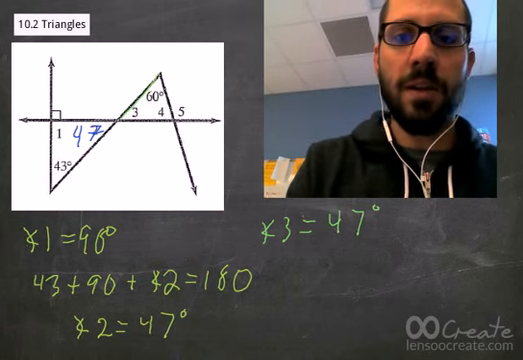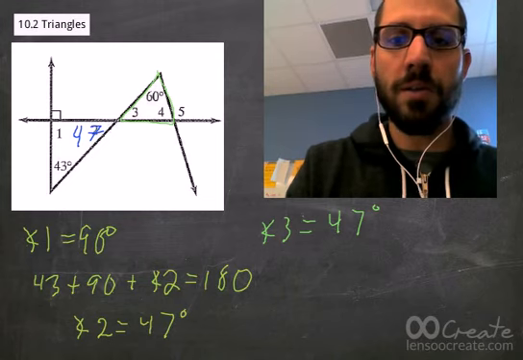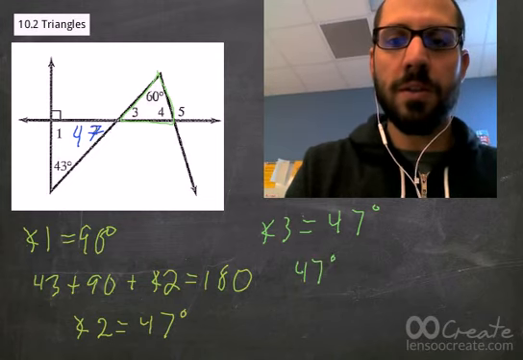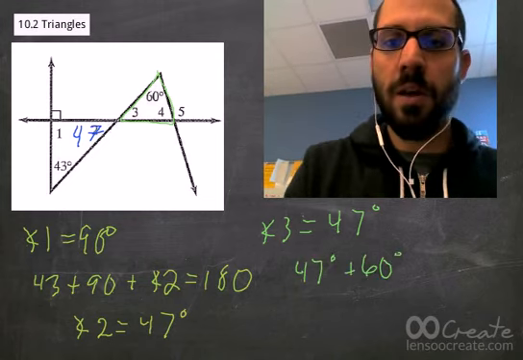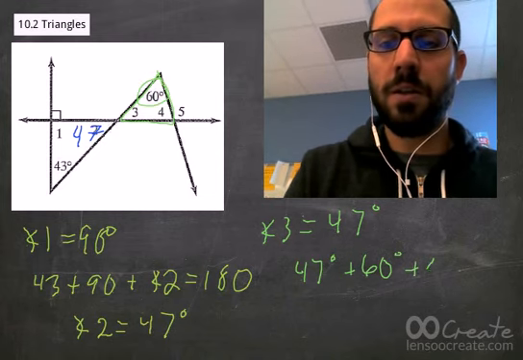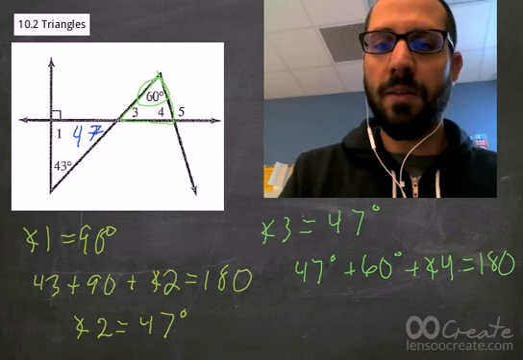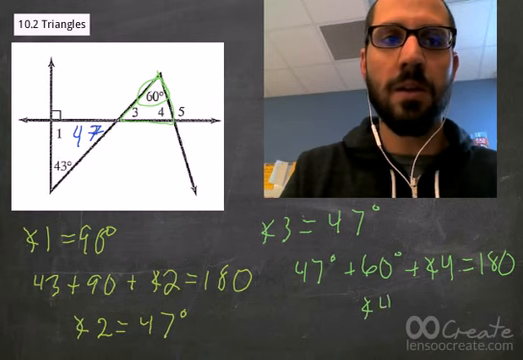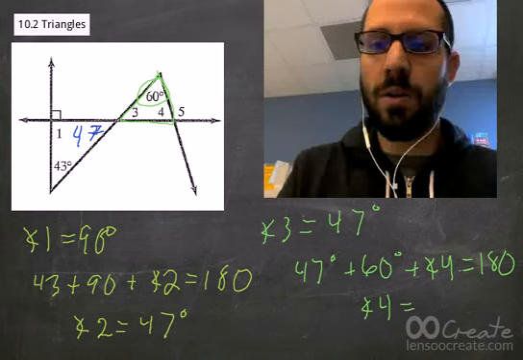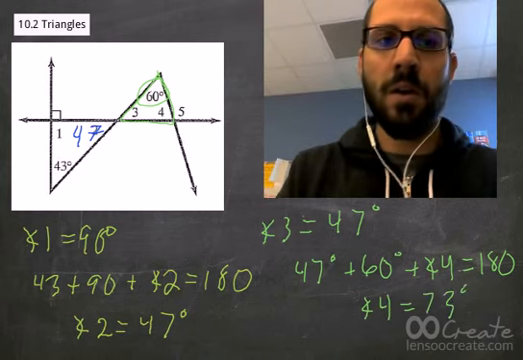Then we can use our 180 degree theorem and say angle 3, which is 47 degrees, plus the 60 degree angle up top, plus angle 4 equal 180. Subtract the 60 and the 47 over. Angle 4 should be 73 degrees.